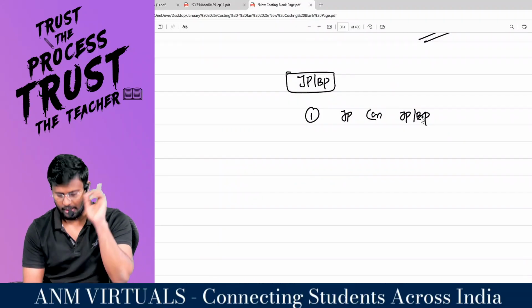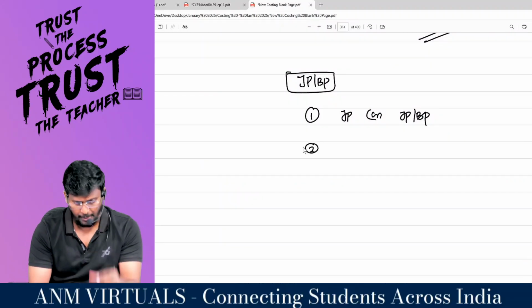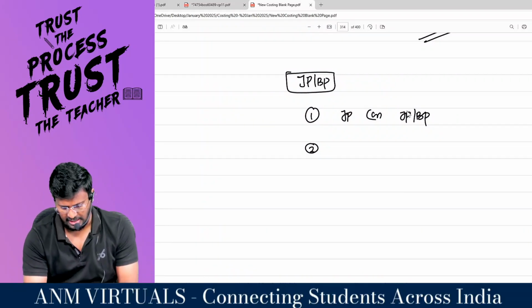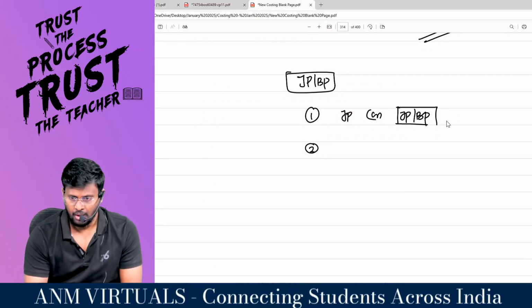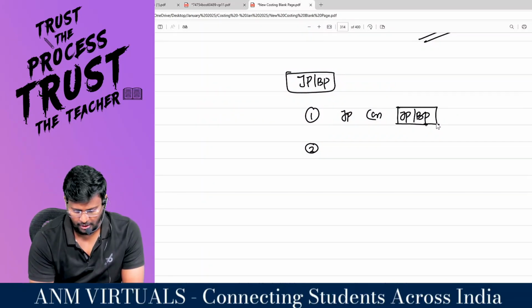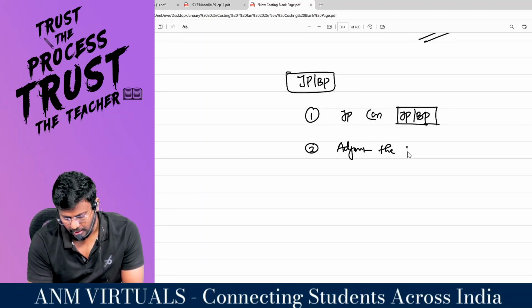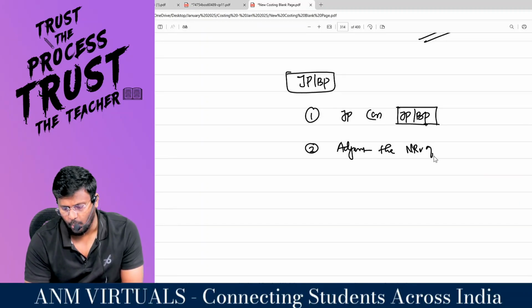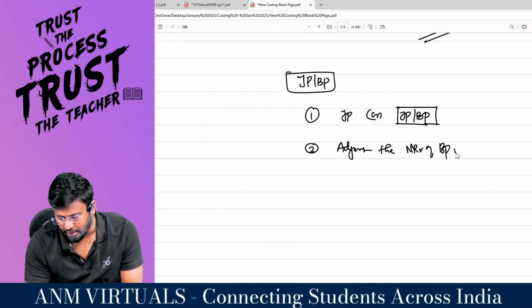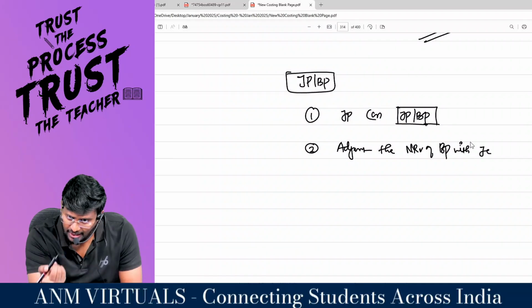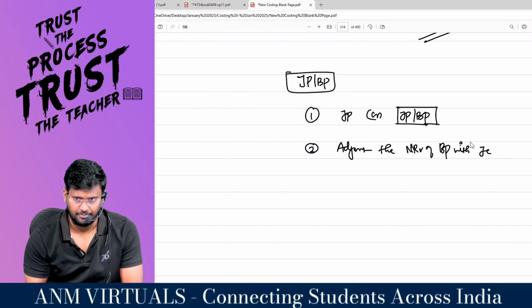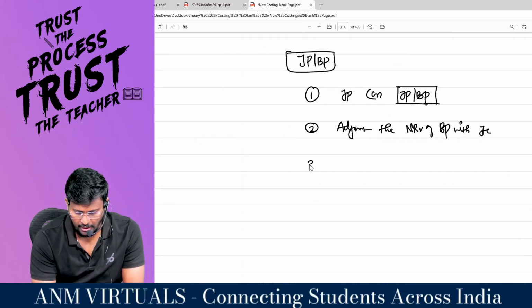Point number 1. This is step number 1. Step number 2. In case, sir, if it is a question of joint product and byproduct, you have to adjust the net realizable value of the byproduct with the joint cost. Provided you adjust it in costing, how will I know that?